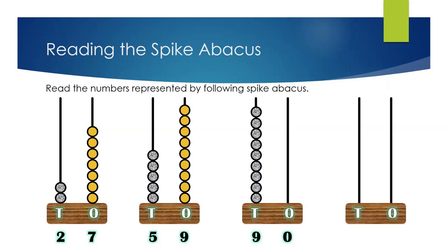Here is another question. Here in the spike abacus, we have 3 beads in the ones spike, and here we have 4 beads in the tens spike.